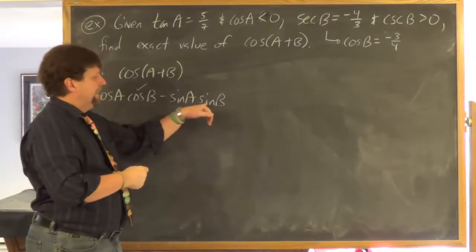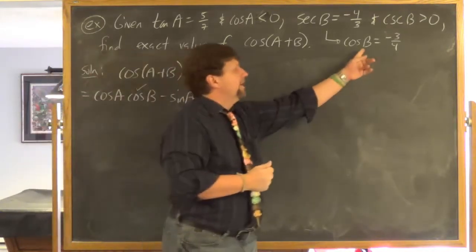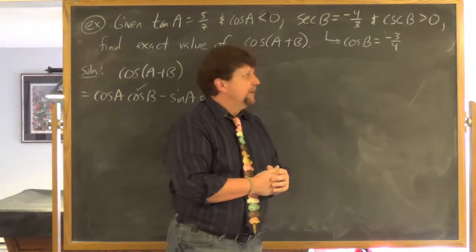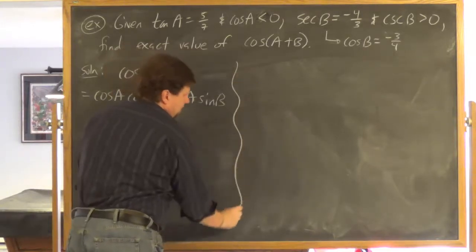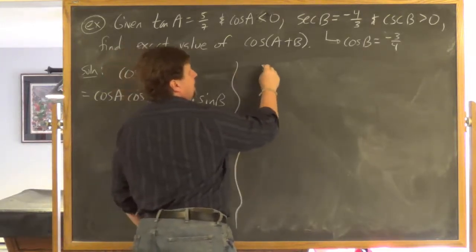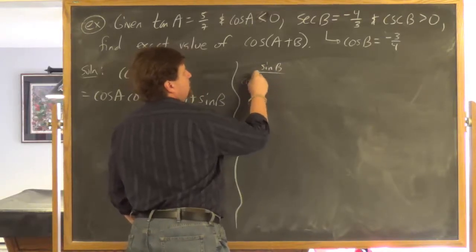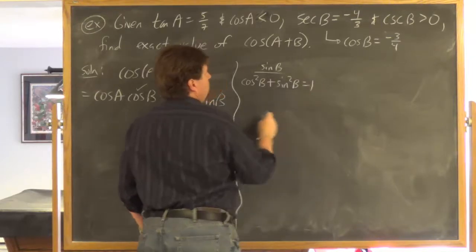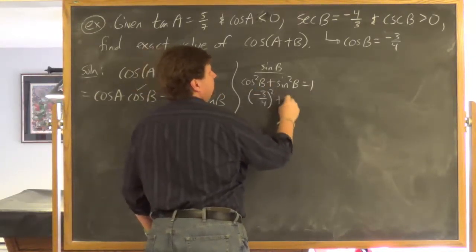But notice we still need to get the sine of B. I use the Pythagorean identity, cosine squared plus sine squared equals 1, to get the sine of B. So why don't we just do that right now? Let me put a little break right here. We're going to get the sine of B. So we're going to use cosine squared B plus sine squared B equals 1. Cosine is negative 3/4.